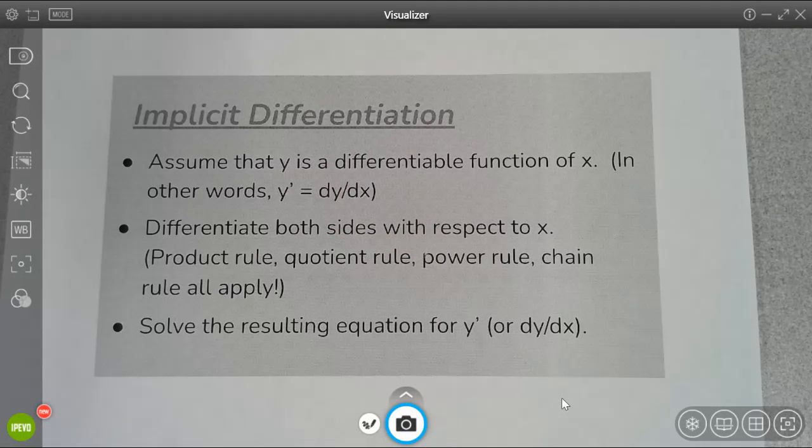Once we have both sides differentiated with respect to x, we're going to get our final answer by solving the resulting equation for y prime or dy dx, depending on what you used for your notation. So these are basically the steps that we're going to follow. So let's look at a couple examples of this process in action here.